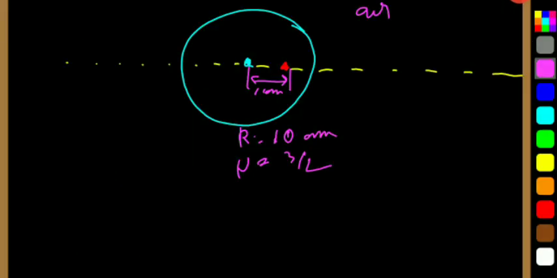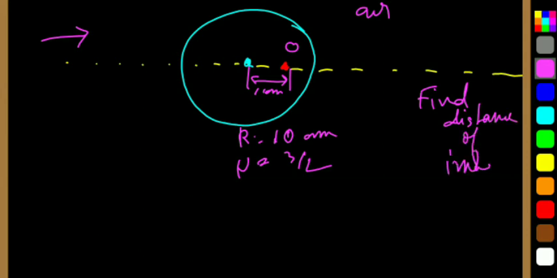Here we have a spherical glass ball, and inside the glass ball there is an object, say, O, and an observer is watching from this side. Now the radius of the glass sphere or the glass ball is 10 centimeter, and the refractive index is 3 by 2. Now we are asked to find the distance of the image as seen by the observer. Here is the observer, OBS.